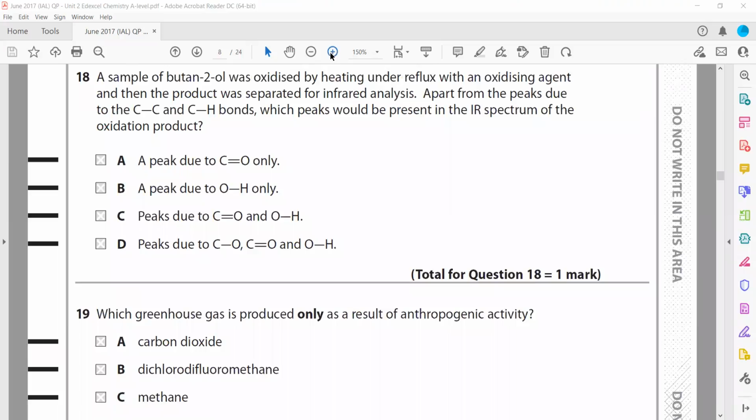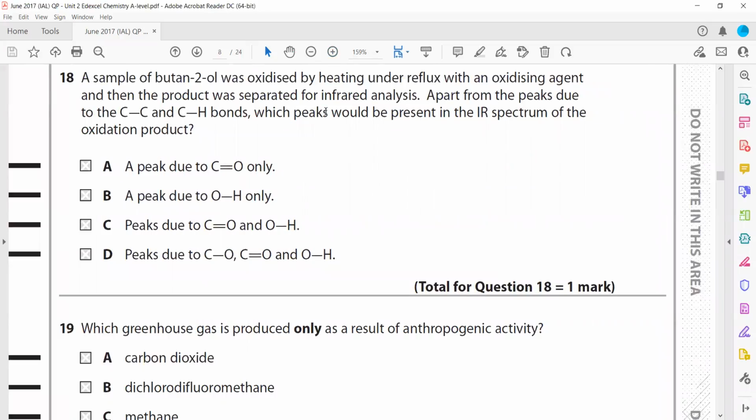In question 18, a sample of butanol is oxidized by heating under reflux with an oxidizing agent. Then the product was separated and analyzed by infrared. Apart from the peak due to C-C and C-H, which peak would be present in the IR spectrum? So first we have butan-2-ol. Butan means 4 carbons are there, and OH on the second carbon.